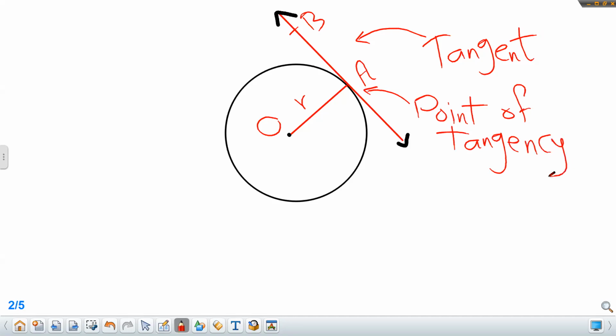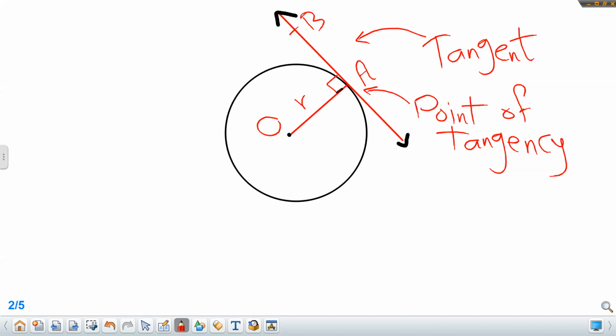So what's the relation between the tangent and the radius meeting at a point? Yes, they are perpendicular. So we can say the measure of angle BAO equals 90 degrees. If a tangent touches the circle at a point, then the radius from the same point is perpendicular to it. Or we can say the tangent and radius are perpendicular at the point of meeting. This is theorem number one.